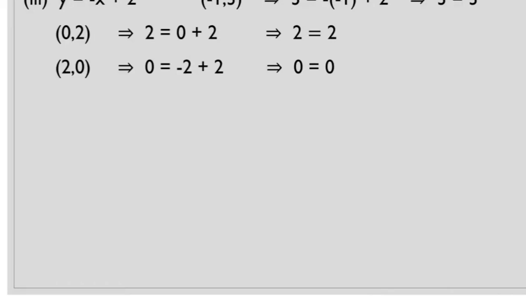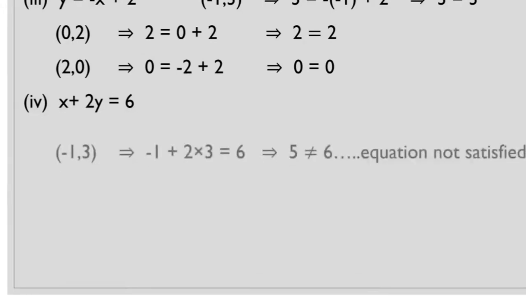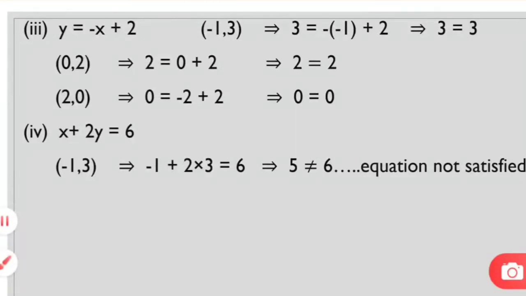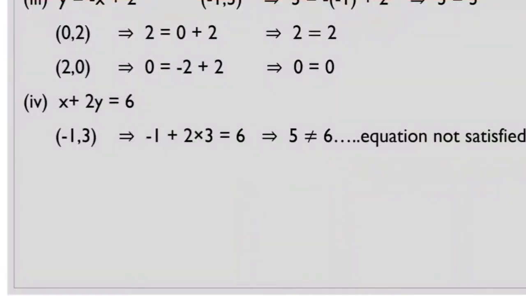But let's confirm first by cross-checking equation number 4 also. So, equation number 4, x plus 2y equal to 6. Minus 1, 3, the first pair. Inserting the values, you can see x is minus 1, y is 3, that is minus 1 plus 2 into 3, that is minus 1 plus 6. And the right hand side is given as 6, that is 5 is not equal to 6. Minus 1 plus 6, that is 5, and 6 as it is. So this pair does not satisfy the given equation.